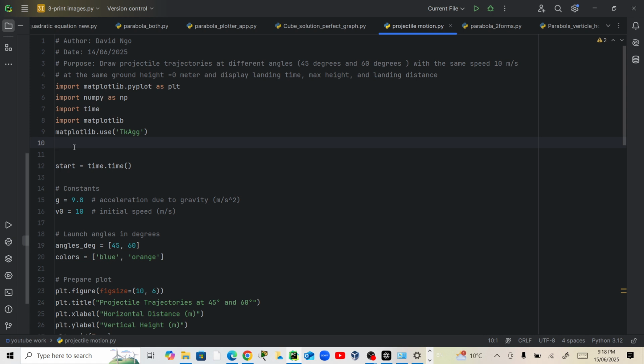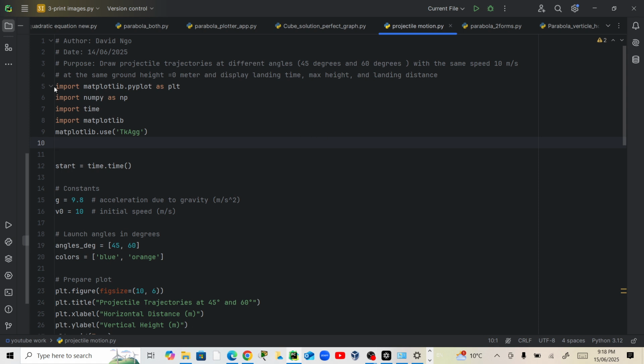Today I will share with you a Python script to draw a projectile trajectory at different angles, 45 degrees and 60 degrees, with the same initial speed of 10 meters per second, at the same ground height, which is 0 meters, and to display the landing time, the maximum height, and the landing distance. This is an application of a quadratic equation that I mentioned before. Now I'll show you how you can see the difference when you draw them at different angles.